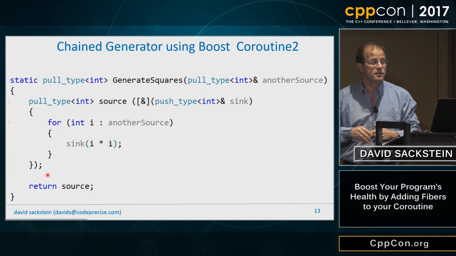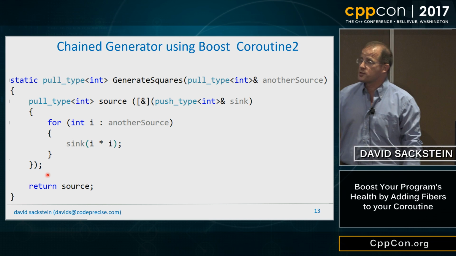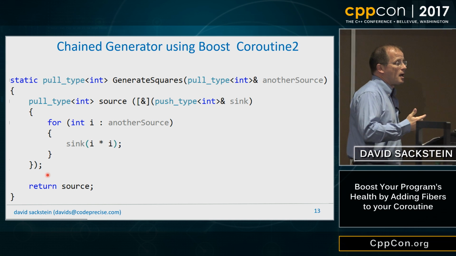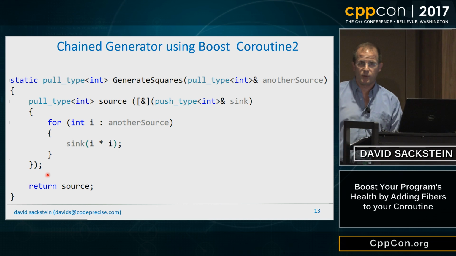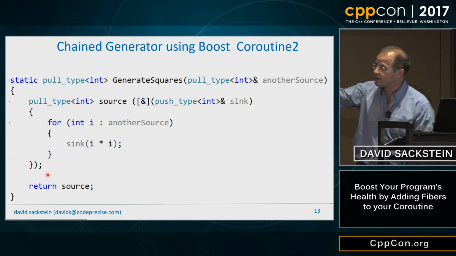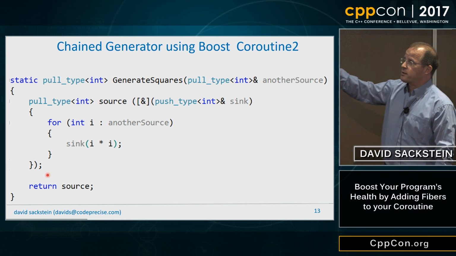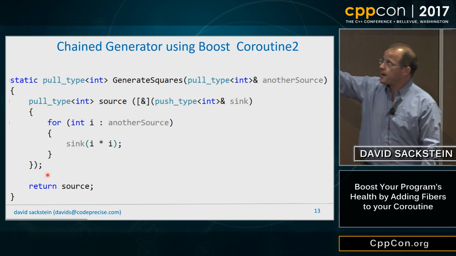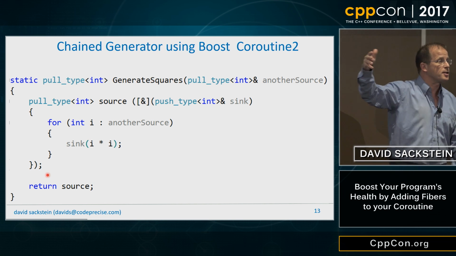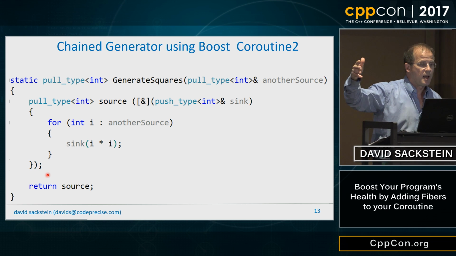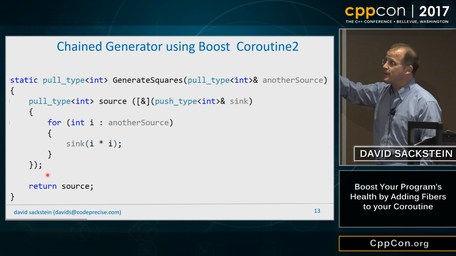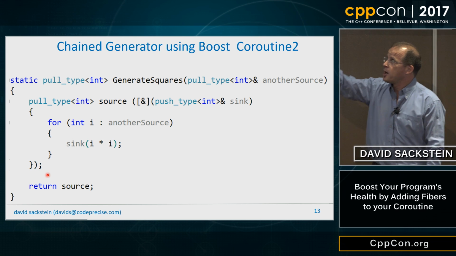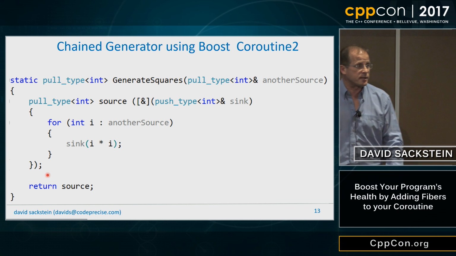So here is a chained generator using the Boost Coroutine library. Here we have a new generator called generate squares, using the same pattern, whereby it creates an object that takes a lambda. That lambda takes an implicitly created sync object, which is a push type. But you can also see that it can capture by reference a parameter that was passed in, which is another generator.